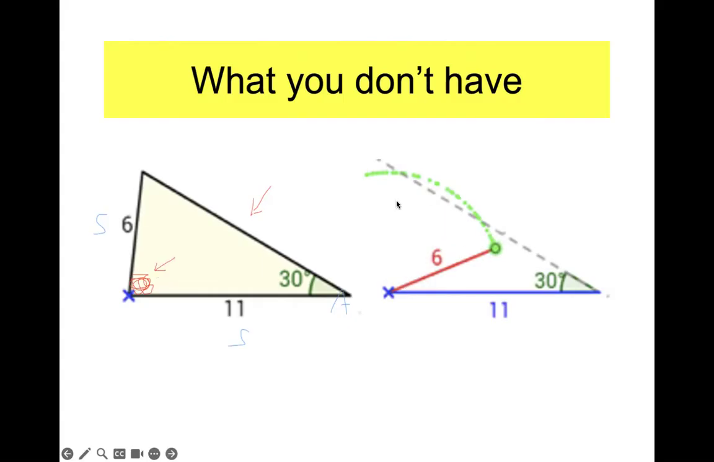I'm going to move it around. If I moved it around, it would form this green arc right here. And since I'm also allowed to change the length of this side, notice we get not one, but two intersection points. That red line would intersect this dotted line at two spots. That would mean I would have two triangles, this small one or this big one. And that's two completely different triangles. That is why we don't have ASS.